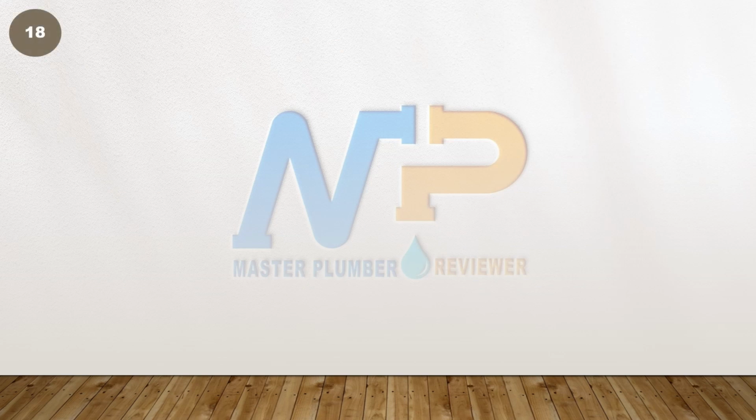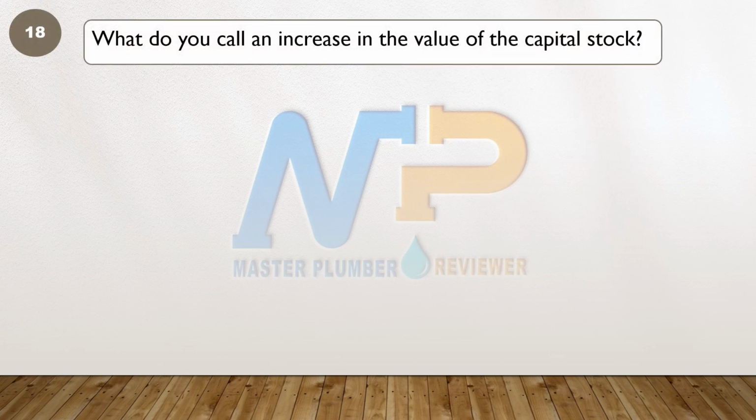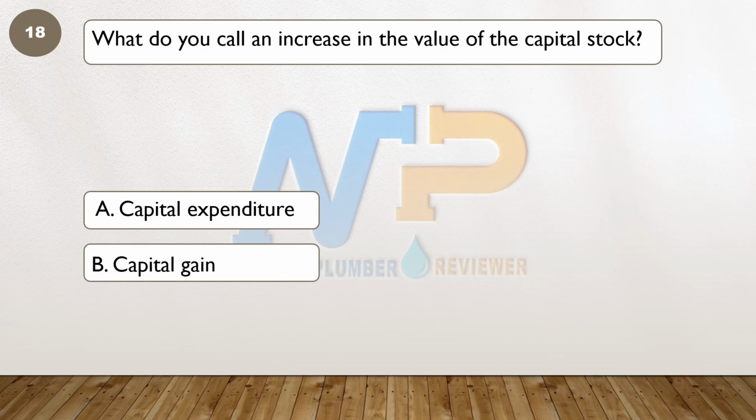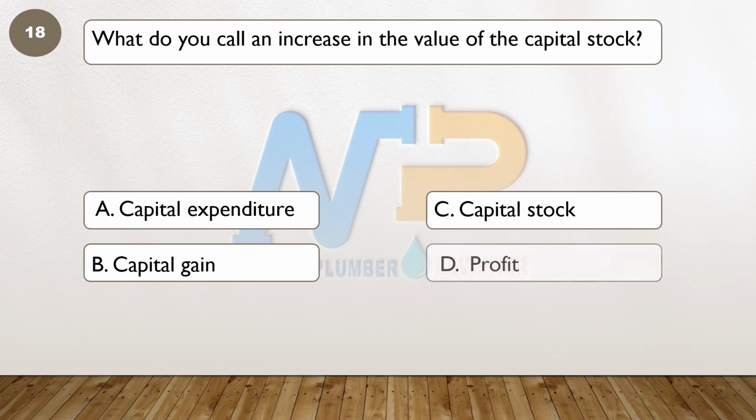Number 18. What do you call an increase in the value of the capital stock? A. Capital expenditure, B. Capital gain, C. Capital stock, D. Profit. The answer: it's B. Capital gain.